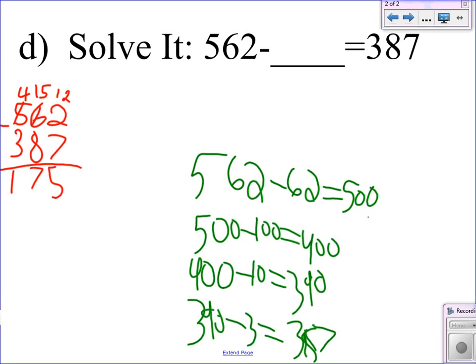We got down to that number. And 62 plus 100 and 10 plus 3 equals 175. How many people did it that way?